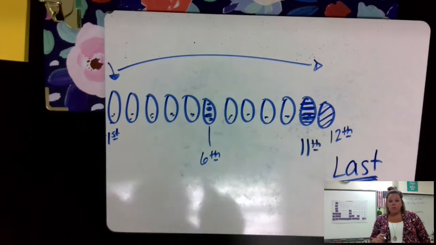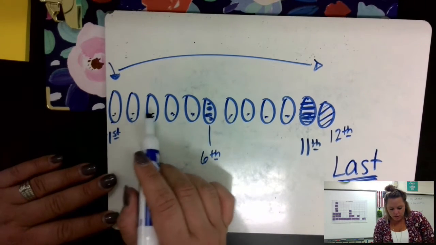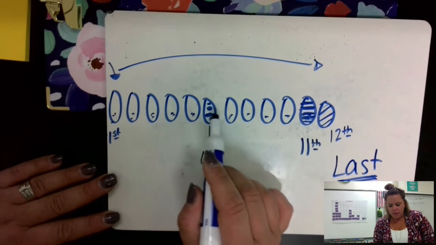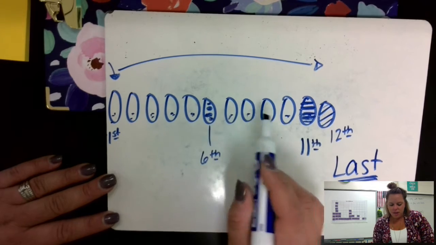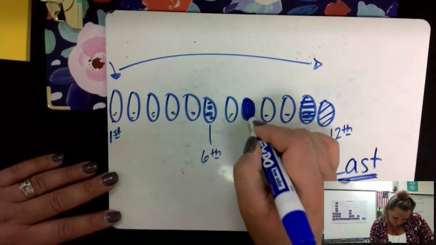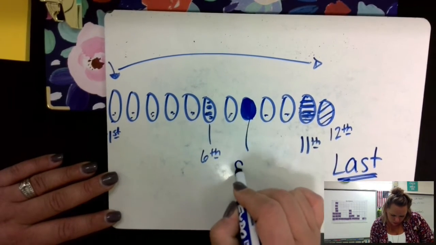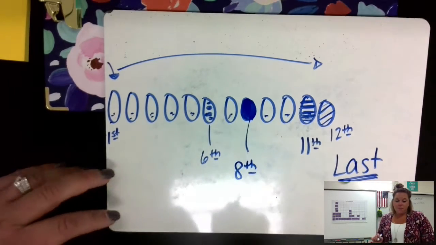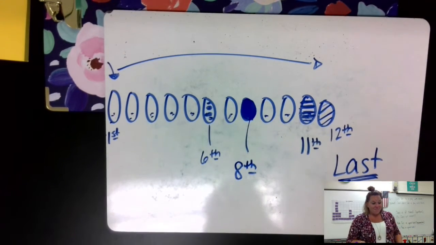What about the 8th? Which one's in 8th spot? First, second, third, fourth, fifth, sixth, 7th, 8th. This one that I just shaded all the way in, that is in the 8th spot in our line.